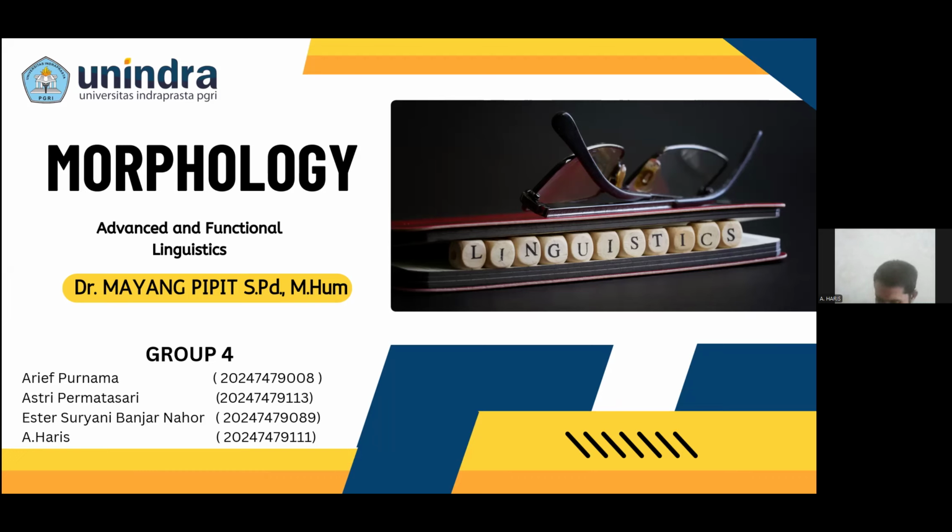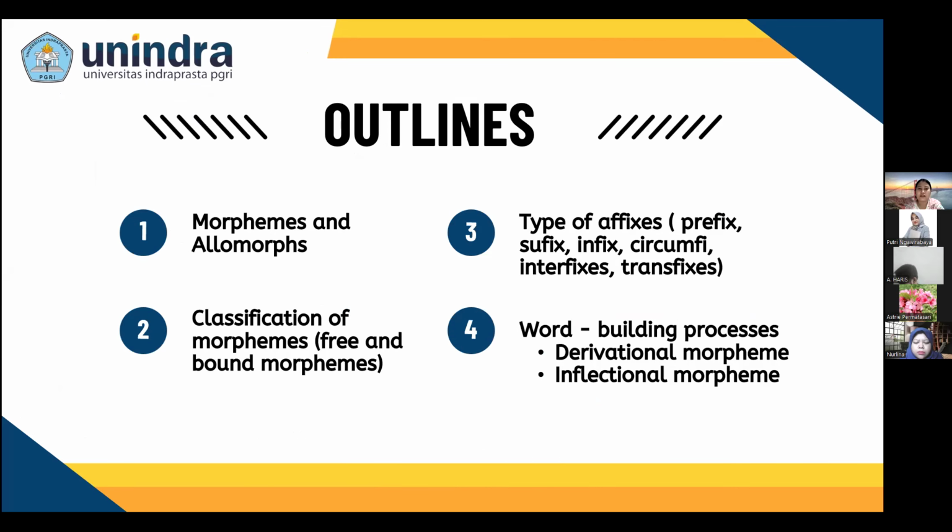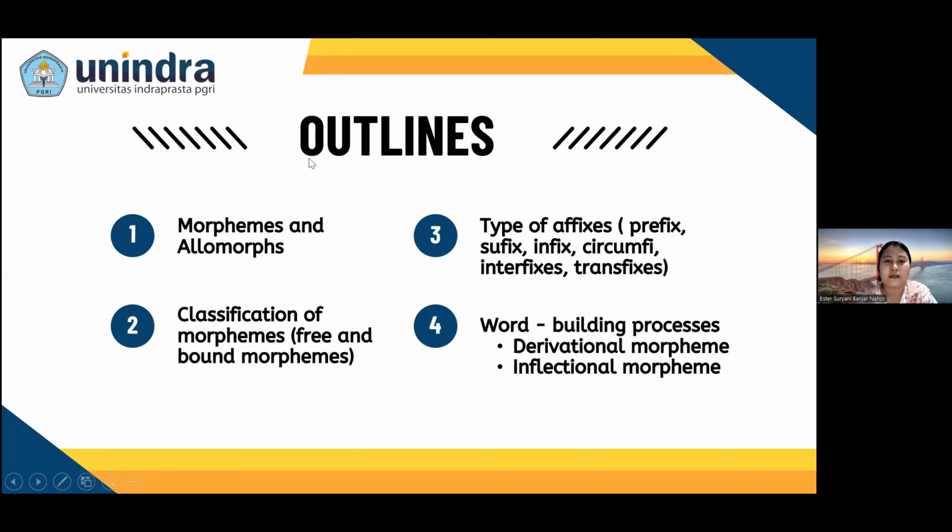Okay, thank you, Mr. Aris. Good morning, everyone. We are from group 4 and want to present about morphology. The outline of today: first, the morpheme and allomorph. Second, the classification of morpheme, free and bound morpheme. Third, types of affix: prefix, suffix, infix, circumfix, interfix, and transfix. Fourth, word building process: derivational morpheme and inflectional morpheme.